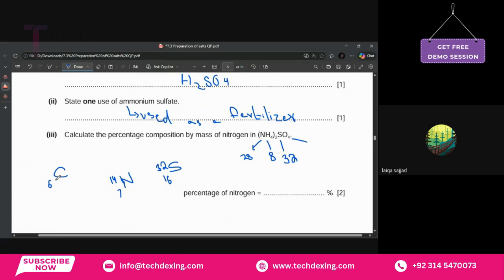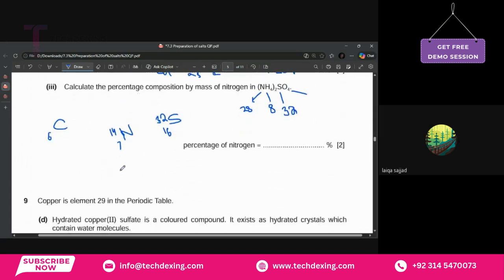Okay, so for nitrogen, if you know the symbols for them, you may have seen the atomic numbers and the mass numbers. When we write carbon, two numbers are written. On the lower side, we write 6, and on the upper side, we write 12. So the number that we write on the lower side is called the atomic number, and the number that we write on the top is called the mass number.